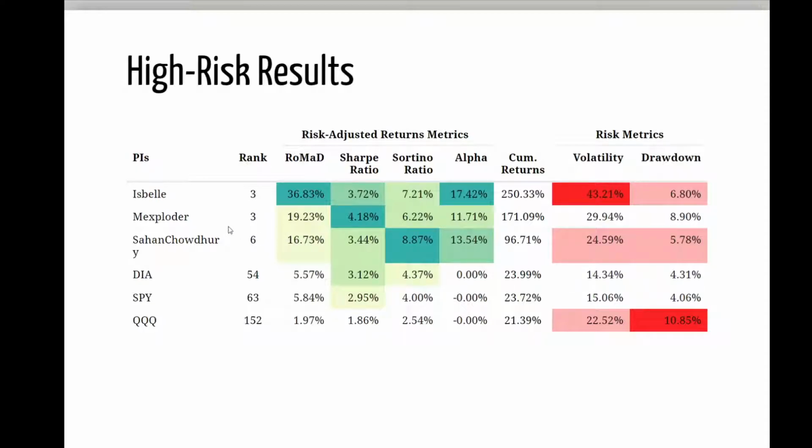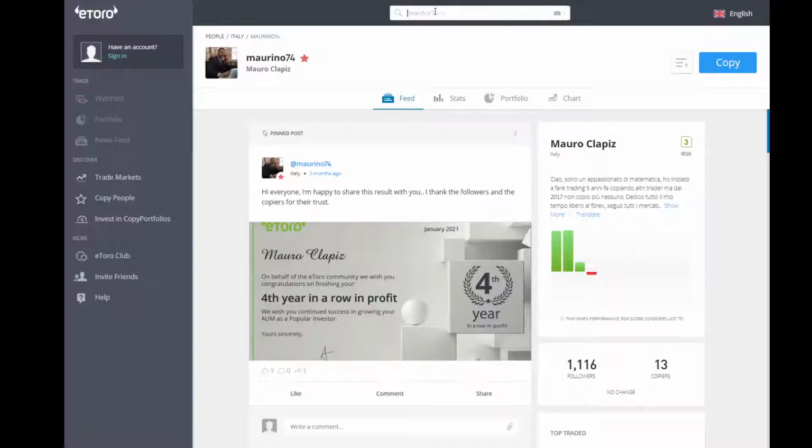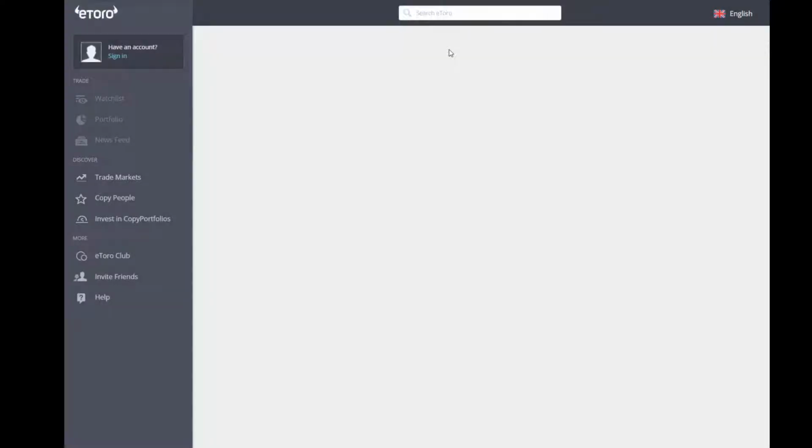Okay, so I think we have time on our side, so we can hop straight into these PIs' portfolios and see if we can learn anything interesting this week.